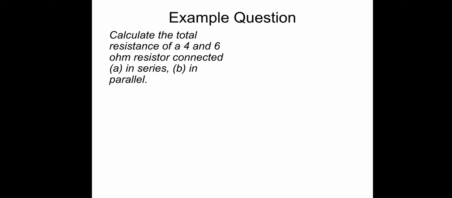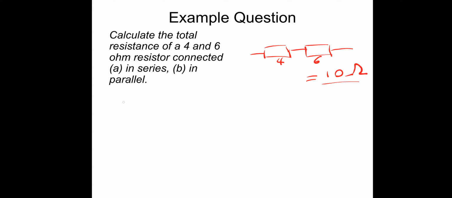So, example question: calculate the total resistance of a 4 and 6 ohm resistor connected in series. In series, they would just be next to each other, like so. Resistors in series is really easy. You've got the 4 and the 6, you just simply add them together. So the total resistance would be 10 ohms.